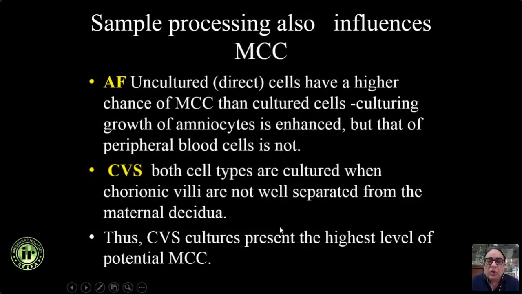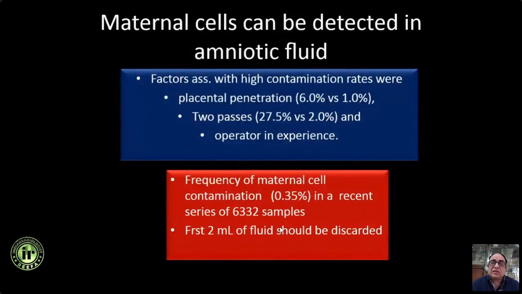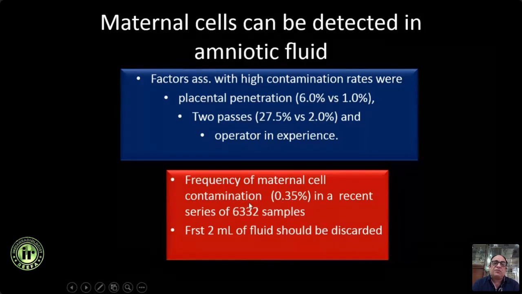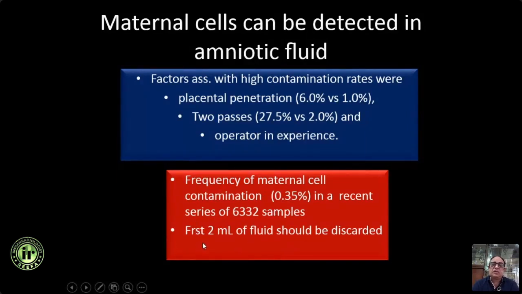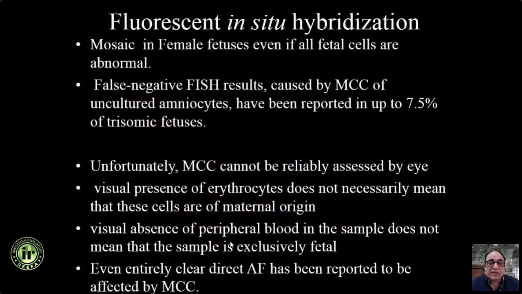And therefore, we always do a maternal cell contamination test. The laboratory always does this before they give us the results for most procedures nowadays. So you have a test for that. So maternal cells can be detected in amniotic fluid, especially if you are doing a transplacental puncture, or if you're doing more than one puncture, if you've got poor operator experience. And then it's better, like I said earlier, to discard the first 2 ml, even if you've done multiple punctures, and take a fresh syringe, and this will avoid maternal cell contamination.